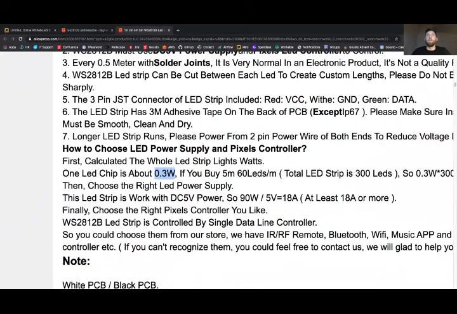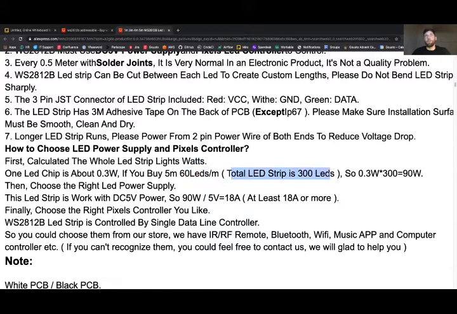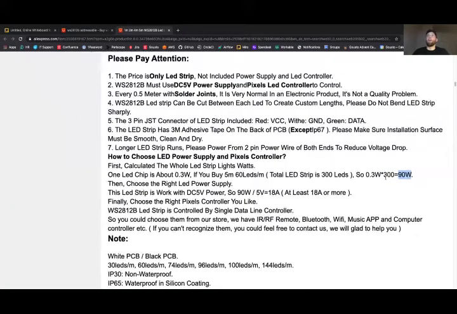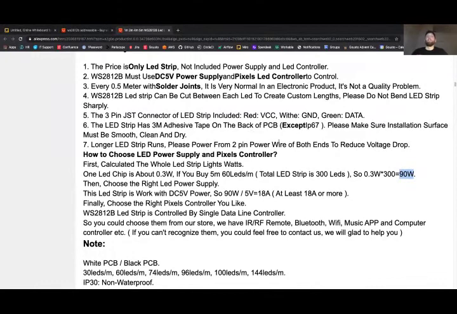So if you buy 5 meters at 60 LEDs per meter, the total LED strip is 300 LEDs. The math checks out. 5 meters times 60 LEDs per meter, 5 times 60 is 300. Each of those requires 0.3 watts. 0.3 times 300 is 90 watts. So 90 watts per 5 meter strip of these particular LEDs.